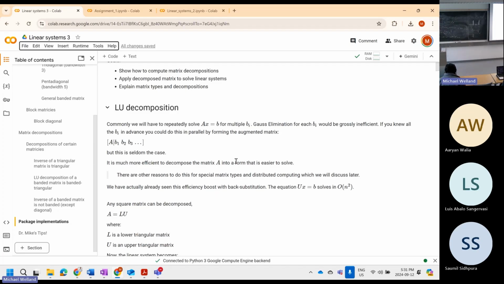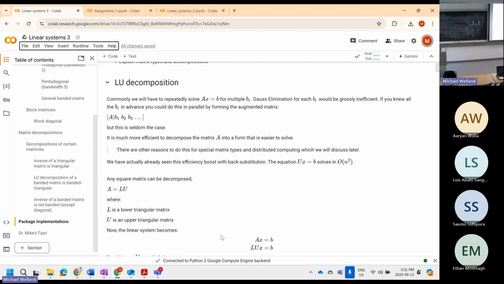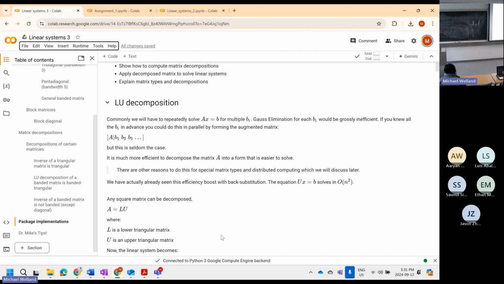So what we want to do is decompose the matrix into a form that's easier to solve. It's also very important for special matrix types that we're going to see later. And this is what all the optimized solvers are specifically designed for, in particular, banded sparse matrices. We'll touch on that. We've already seen what happens with regards to back substitution, where we have Ux equal to b, and that solves in n squared time compared to a regular matrix, which is n cubed. So we've already seen that. That's where we're going for.